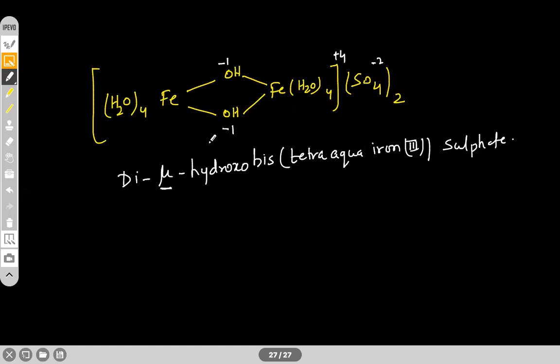No, disulfate we don't put. Simply we'll write down sulfate. Because when you have read bis tetraaqua iron, it means there are two iron atoms present, right? To balance that, we should require two sulfate. So from there you get the idea that we'll have two sulfate ions. So that is not required.